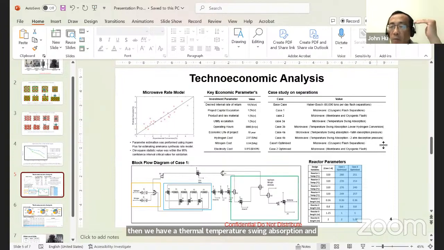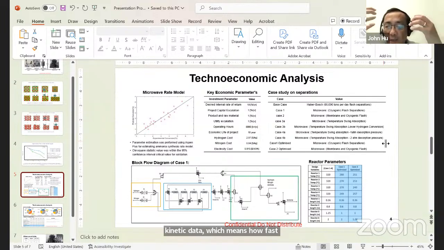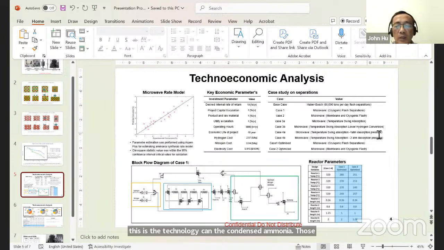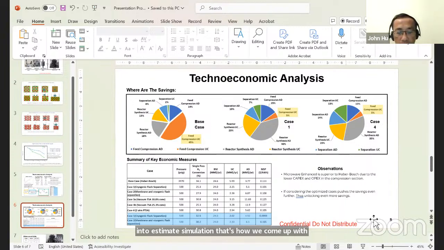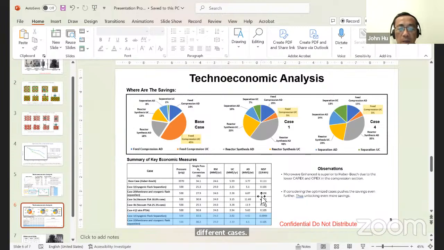It's very detailed, but behind the scenes, for each absorption you need kinetic data, which means how fast this technology can condense the ammonia. Those are the data behind it, so we roll that into the Aspen simulation. That's how we come up with this economic analysis. I showed you the table, right? Remember that table, showing how we compare with base cases 1 and 2, and now we have the different cases. Anyway, it's a very complex economic analysis.